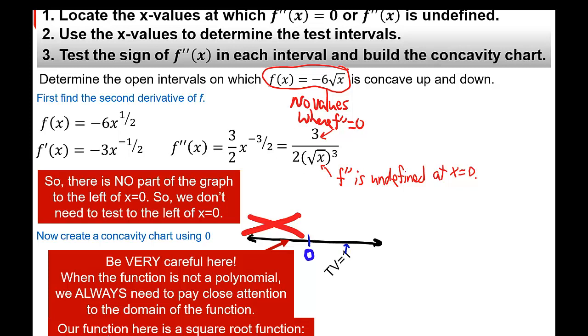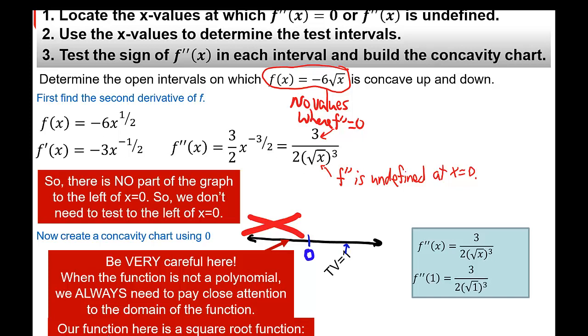So we only have one interval to test, and a test value bigger than 0, maybe you use 1. And you're plugging 1 back into the second derivative. Remember, the concavity test has to do with the second derivative. So if you plug 1 in for the second derivative, it really doesn't matter what the answer is except that it's positive. That's all you care about. Positive second derivative means you have concave up.